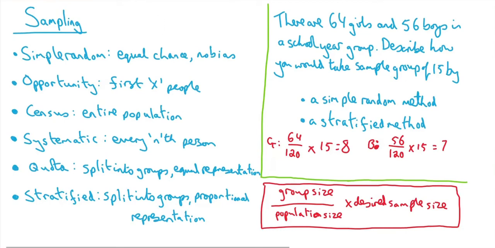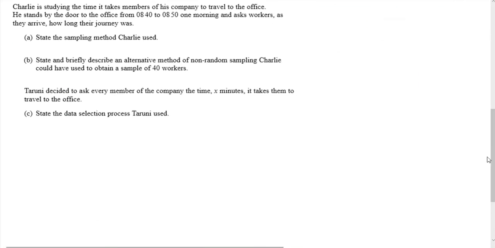Let's have a look at what an example question would be. Here we have that Charlie is studying the time it takes members of his company to travel to the office. He stands by the door to the office from 8:40 to 8:50 one morning and asks workers as they arrive how long their journey was. State the sample method that Charlie uses. Well, because he's just asking people as they turn up, that will be opportunity. But opportunity can also be called convenience sampling.